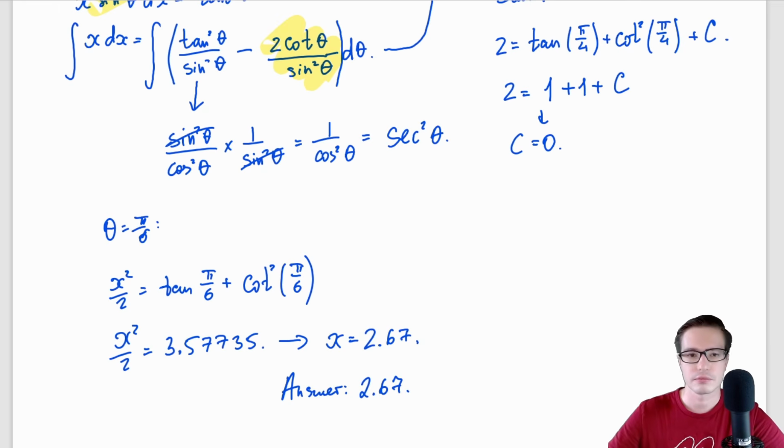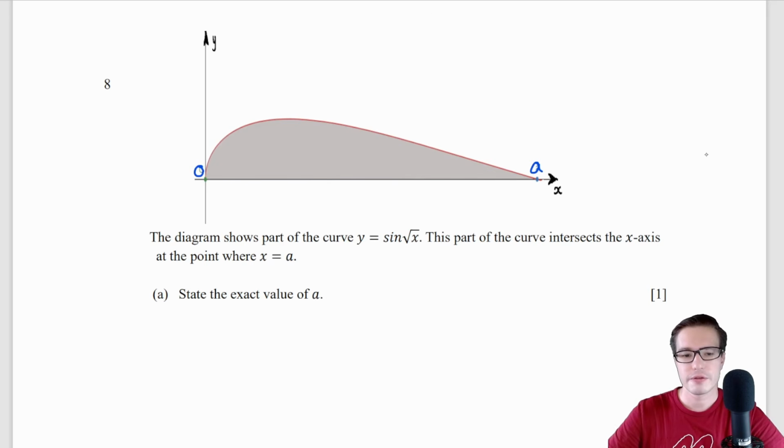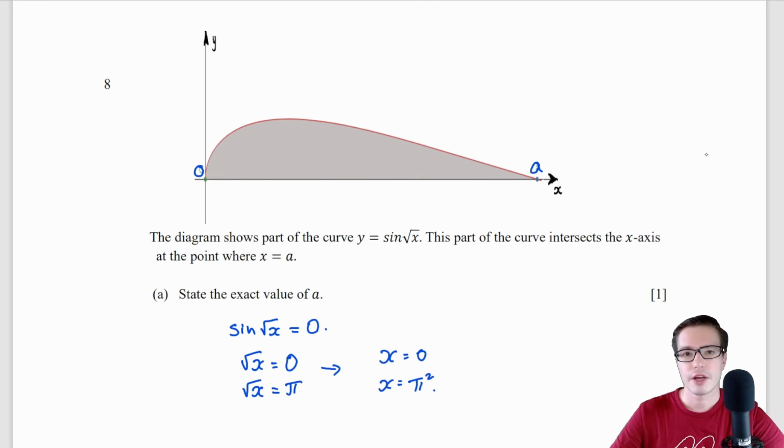Alright, next one we'll have to find point A, and that happens when the y coordinate equals 0. So that means we could do sine square root of x equals 0. Take the inverse sine and we'll get 0. Or you can always do pi minus the first solution for sine. So it's just pi, square both, and we'll get x equals 0, or x equals pi squared. And by looking at the graph, we can obviously see that A is not 0, but it should be equal to pi squared.